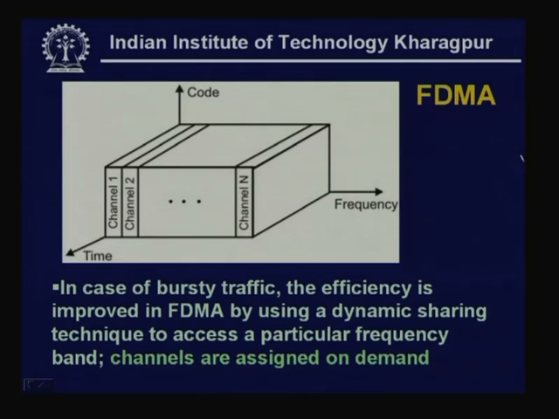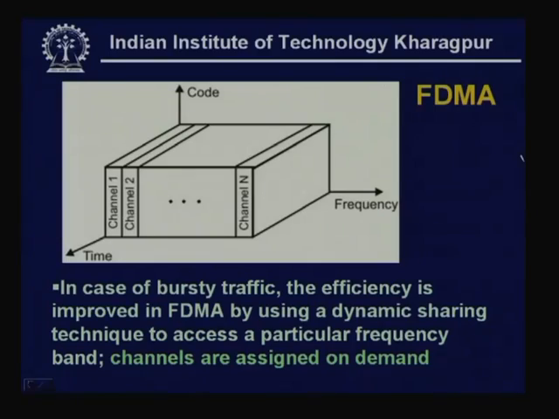Now, you may be asking, what is the difference between frequency division multiplexing and frequency division multiple access? As you can see here, the signals sent by different channels have been shown in a 3-dimensional graph, where the 3 dimensions are time, frequency and code. As you can see, the signals coming from different channels are only varying in terms of frequency here.